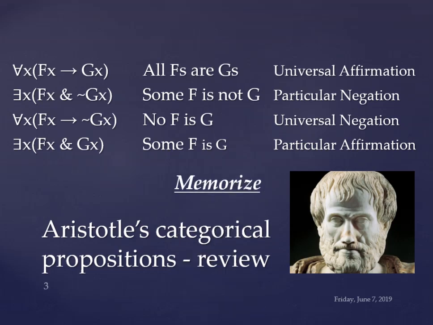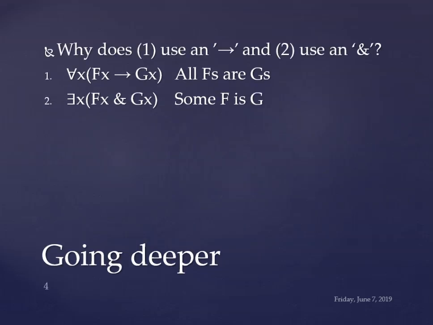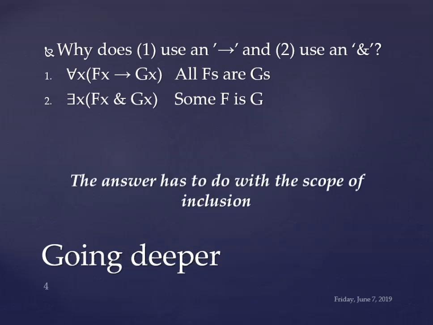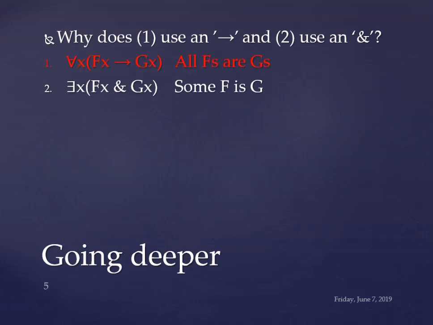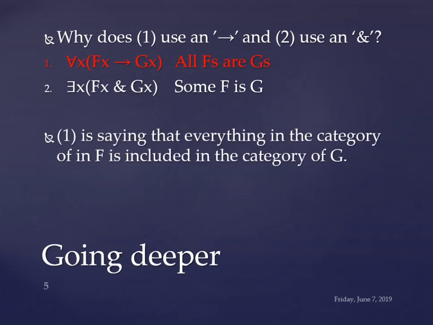You might have been wondering last lecture why the statement in number 1 uses an arrow, and number 2 uses an ampersand. The answer has to do with the scope of inclusion. The first one is saying that everything in the category of F is included in the category of G. Therefore, if x is in F, then x is in G. You can see the big if and the big then there, and that is definitely a conditional.